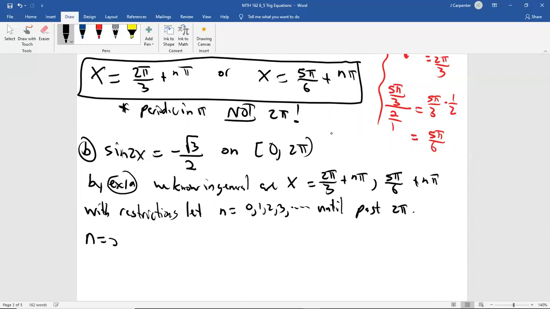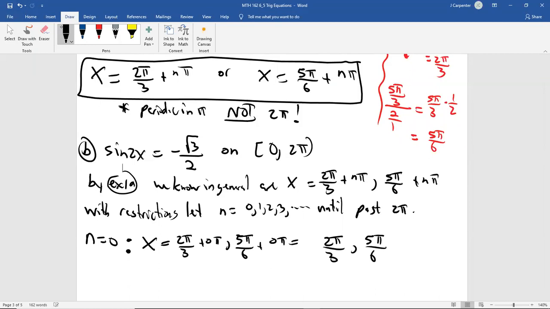So if we let n equals 0, the first case is letting n be 0. We're just making this n a 0 and this n a 0. Well, adding 0 does nothing, so you just get 2 pi over 3 and 5 pi over 6. There's two solutions.